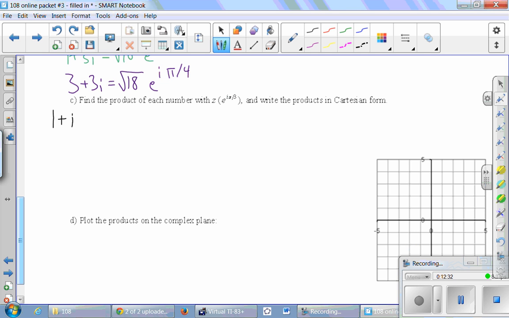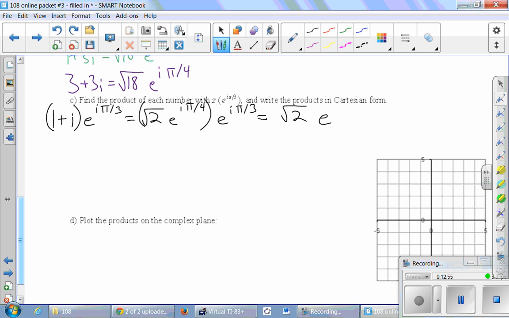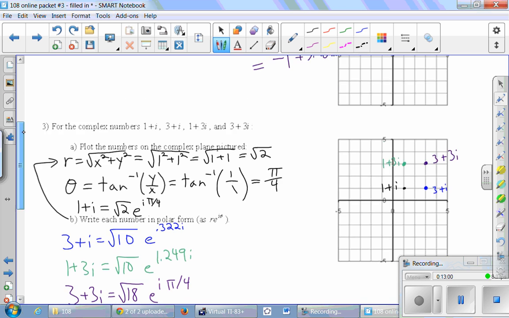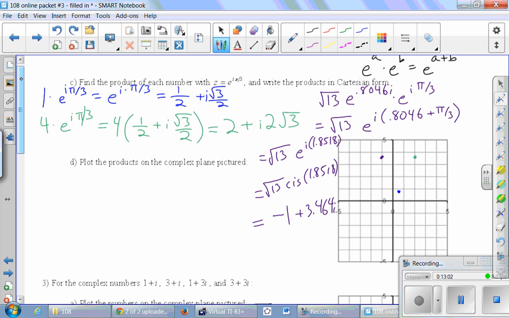So 1 plus I times z, let's just write the e to the I pi over 3, is the same thing as root 2 e to the I pi over 4. That's the 1 plus I, getting multiplied by this new number e to the pi over 3. And the same idea as before, the root 2 can hang out in the front. You copy the e and you add those powers. So we can add these powers up here. Just like we did, where did we do it? Right here. We ended up adding up the two powers that were right next to each other.